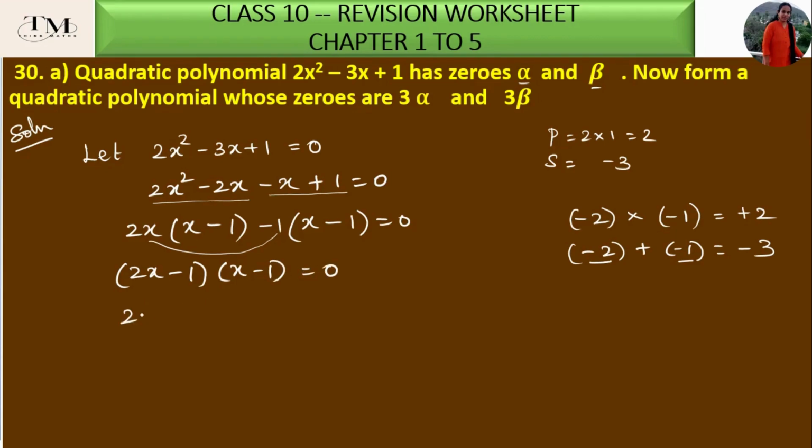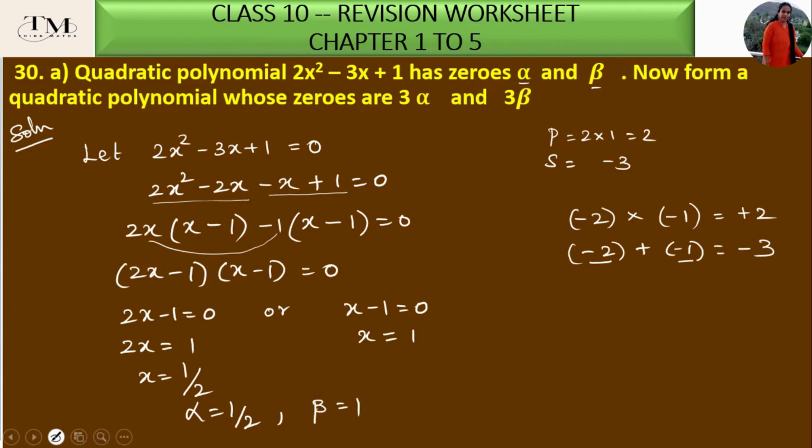Now this means 2x minus 1 is equal to 0 or x minus 1 is equal to 0. So 2x minus 1 equal to 0 means 2x will be equal to plus 1 on the other side, so x will be equal to 1 by 2. The 2 is in product, so it will come to division. Here x minus 1 is equal to 0 means x will be equal to plus 1. So we have two solutions. That means alpha will be equal to 1 by 2 and beta will be equal to 1. So we found out alpha and beta.